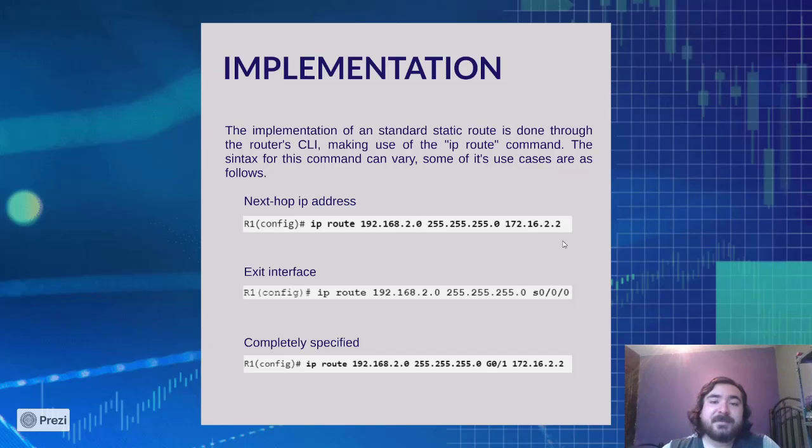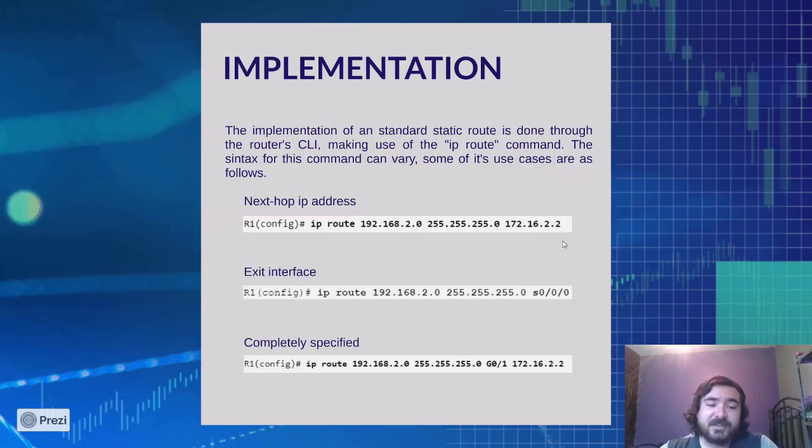This kind of implementation is also known as a recursive static route, because in order to reach the destination, the CPU has to go twice through the routing table of the router so that it can know the exit interface that it's going to use.